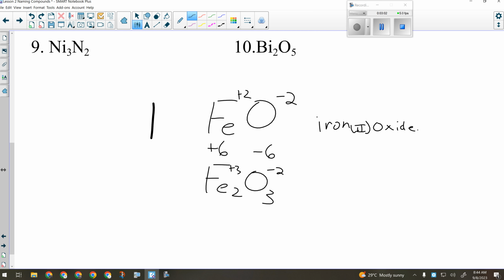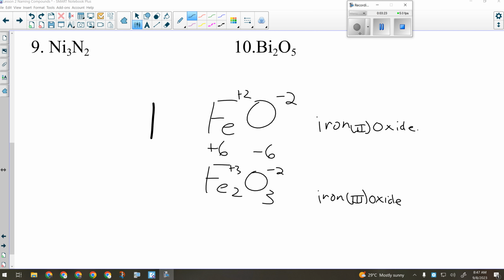So then I go iron Roman numeral 3 oxide. Is that ringing a bell from yesterday? Okay, try the 2 at the top. I'll give you a couple minutes here, and then we'll go through those.